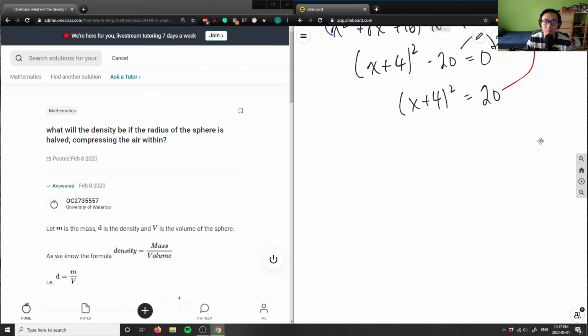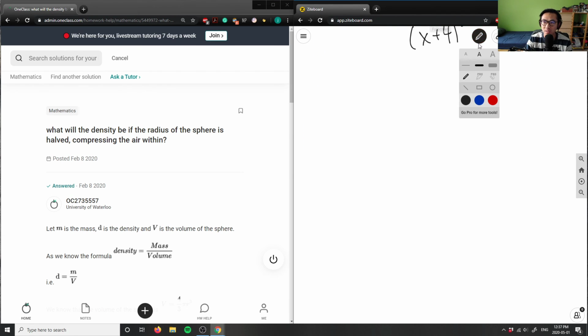Number 1. Number 2 here is asking, what will the density be if the radius of a sphere is halved, compressing the air within? So it's asking about density if the radius of the sphere is halved. What would it do?